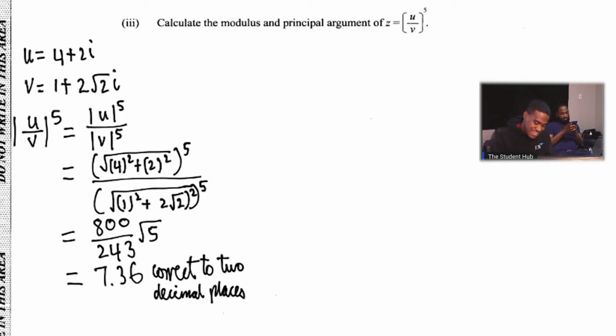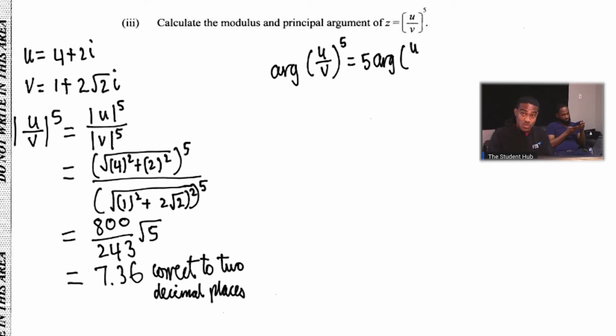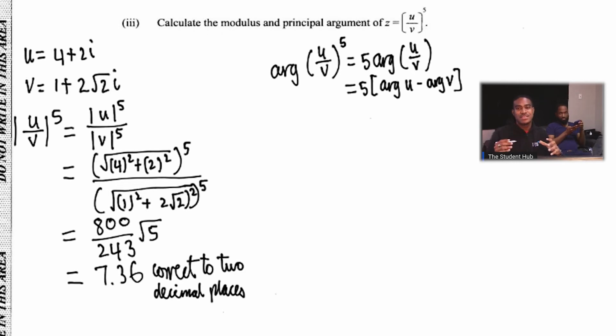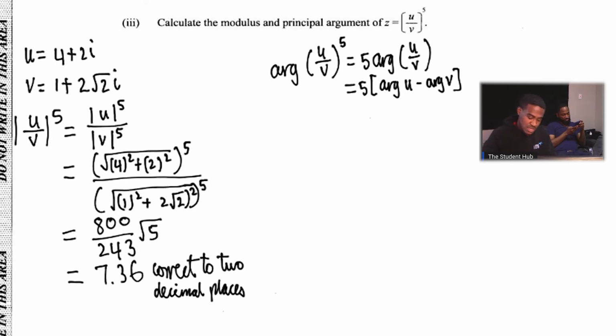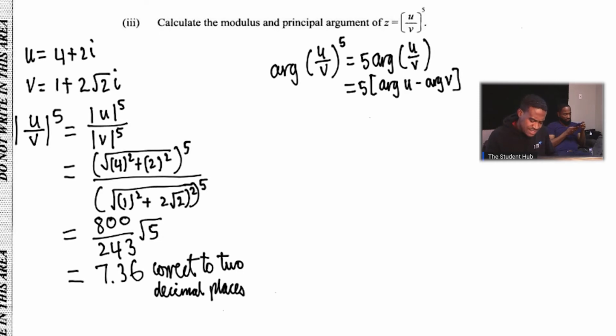So let's find the argument, and this is where it gets kind of interesting. The argument also has a rule that we need to know and learn. This does come in real handy because it could make things so much quicker, because I said time is of the essence in the exam, right? So if you could recall these rules for the argument and the modulus of the complex number, it makes life really easy.